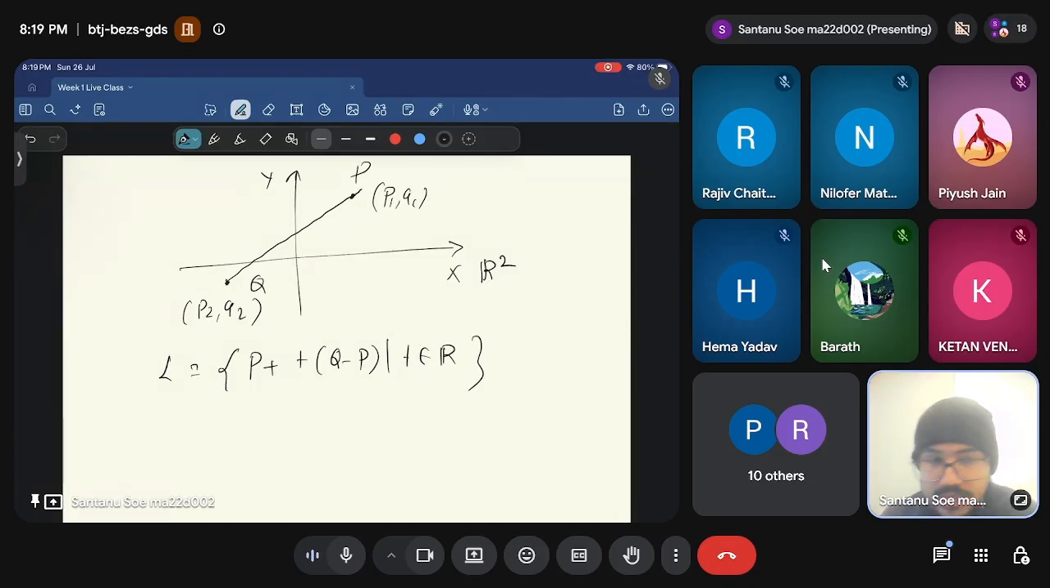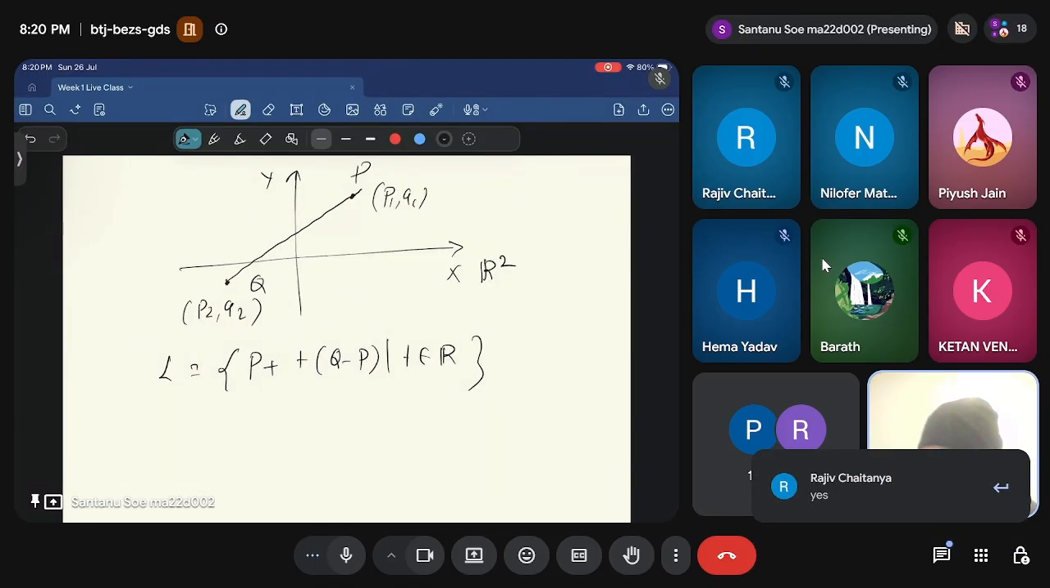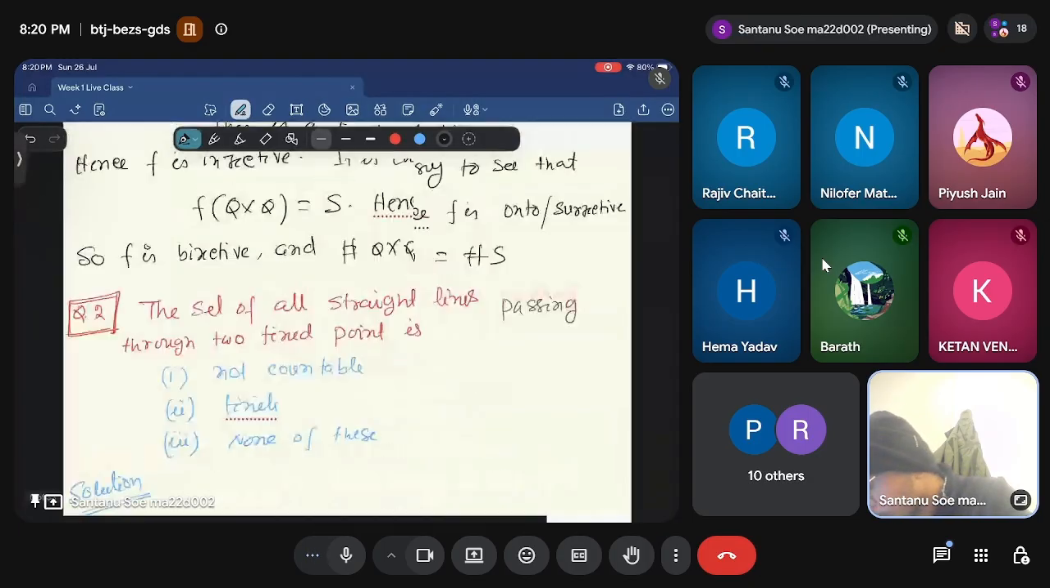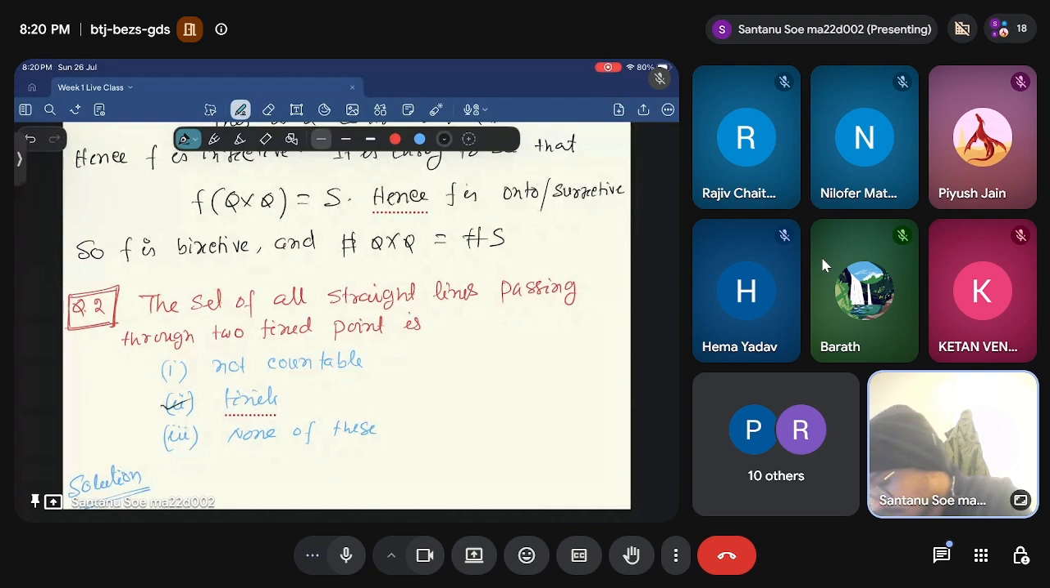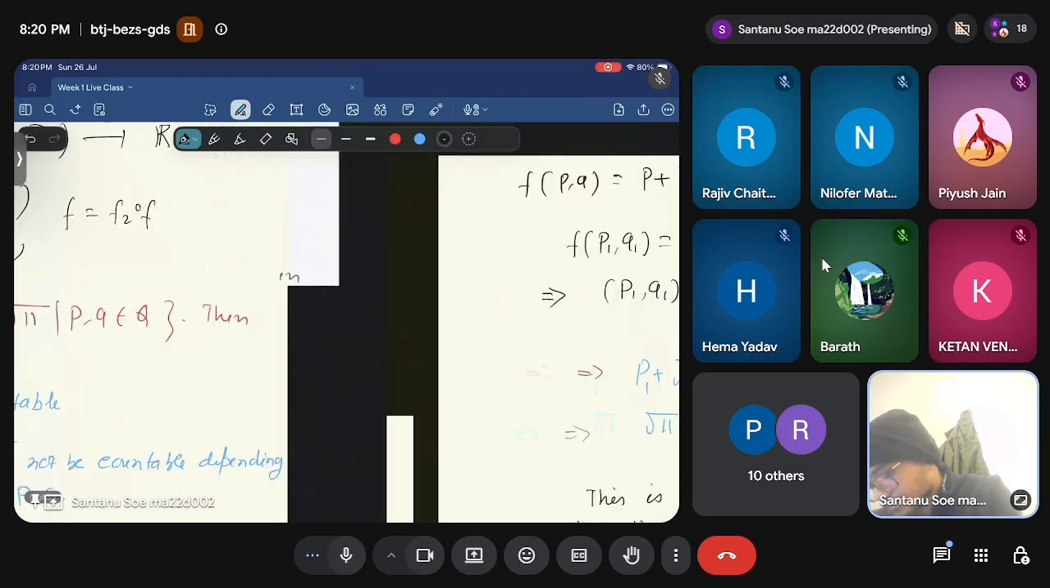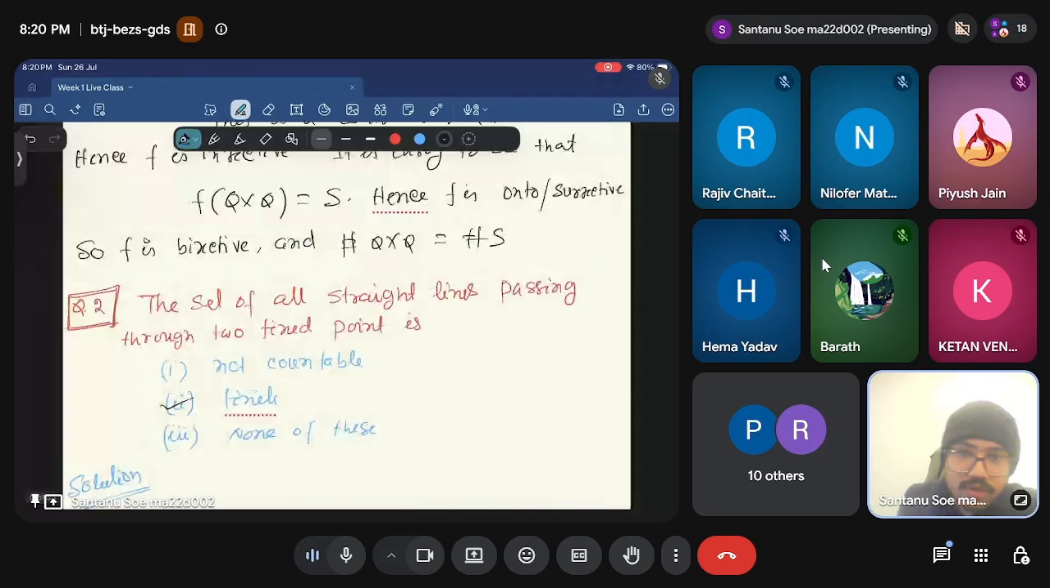Also, we know there is a formula for the equation of the straight line. You guys know y minus q1 equals q2 minus q1 divided by p2 minus p1 into x minus p1, right? This is a unique equation of a line, given two fixed points. So that means there should be only one straight line, correct? Since there is only one straight line, it should be finite. So this should be the correct answer. For the last question, it was only countable. So there is only one straight line that can pass through two given fixed points in the R2 plane.